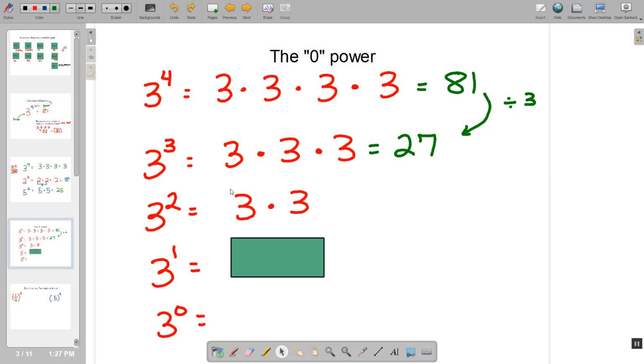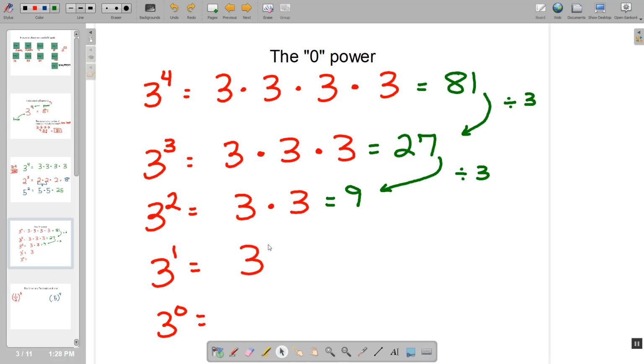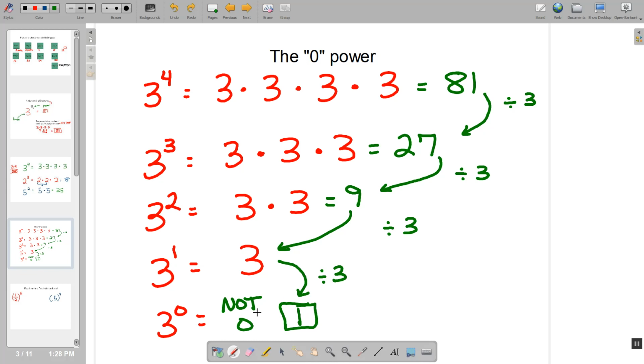If I do 3 squared, that's 3 times 3, or 9. From 27 to 9, once again, we are dividing by 3. There's 1 less 3 involved. 3 to the 1st power is just 3. Once again, from 9 to 3, we are dividing by 3. Therefore, 3 to the 0th power is not 0. Because from 3 to the answer, we have to divide by 3. 3 divided by 3 is 1, not 0.